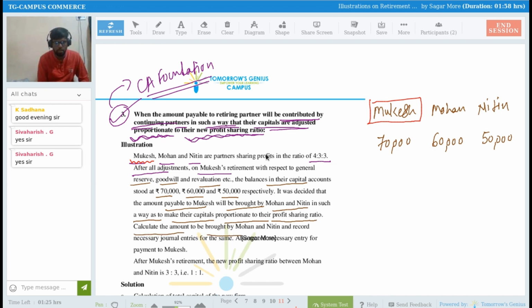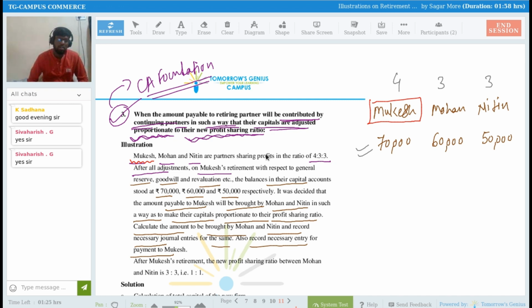Calculate the amount to be brought by Mohan and Nitin and record necessary journal entries for the same. Also record necessary journal entry for payment to Mukesh. So at present, what is their profit sharing ratio? At present, their profit sharing ratio is 4:3:3. So how much are we supposed to pay now to Mukesh? We are supposed to pay 70,000 rupees to Mukesh now, right?